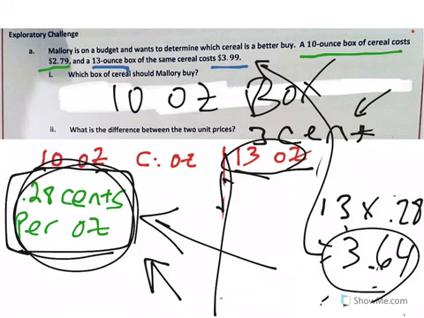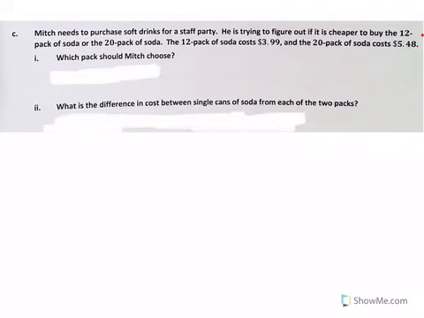So you know that the 10-ounce box is the better deal. Okay, let's do another example. Our next example: Mitch needs to purchase soft drinks for a staff party. He's trying to figure out if it's cheaper to buy the 12-pack or the 20-pack. The 12-pack of soda is $3.99. The 20-pack of soda is $5.48.